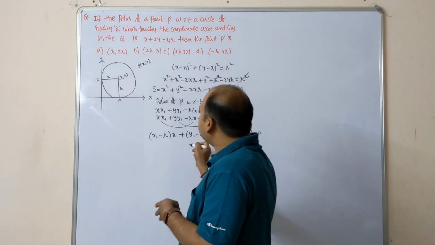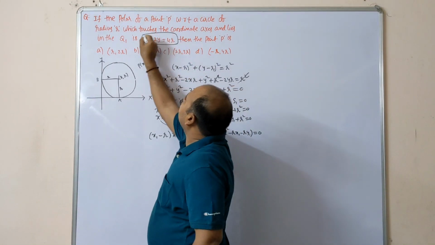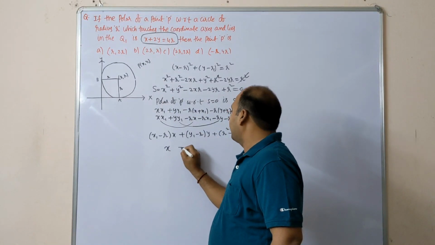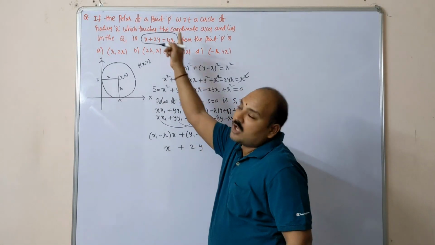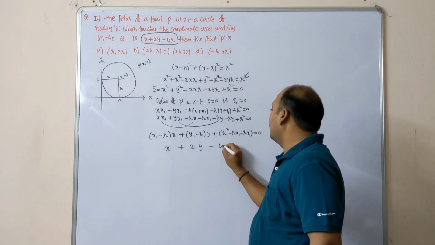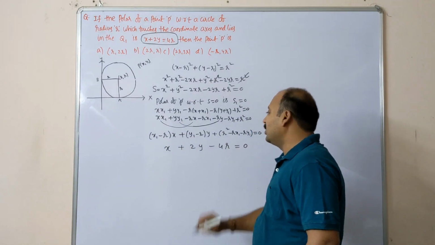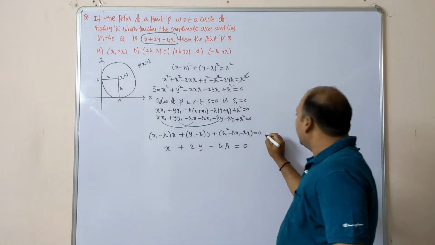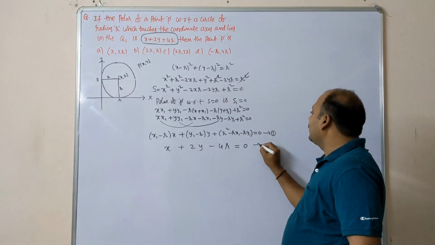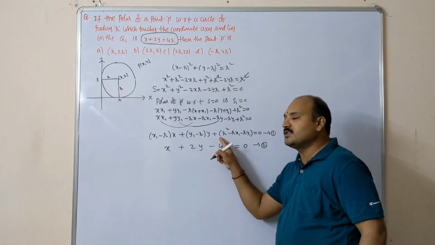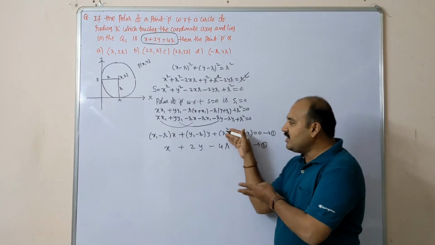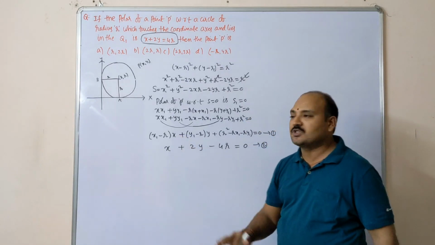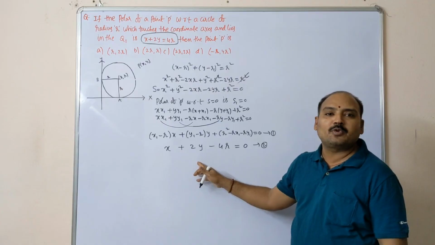This equation is the polar equation. It is compared with this equation, dear students. So I am writing this equation is x plus 2y, for r I am taking this side, minus 4r is equal to 0. Now these two lines, equation 1, equation 2, this is also polar equation, this is also polar equation. Whenever the equations are representing the same line, their x coefficients are proportional, their y coefficients are proportional.